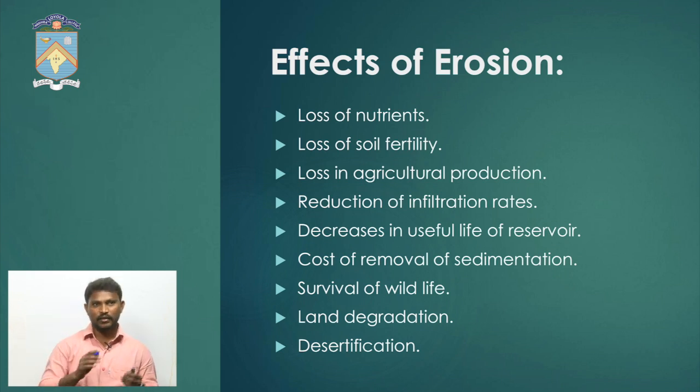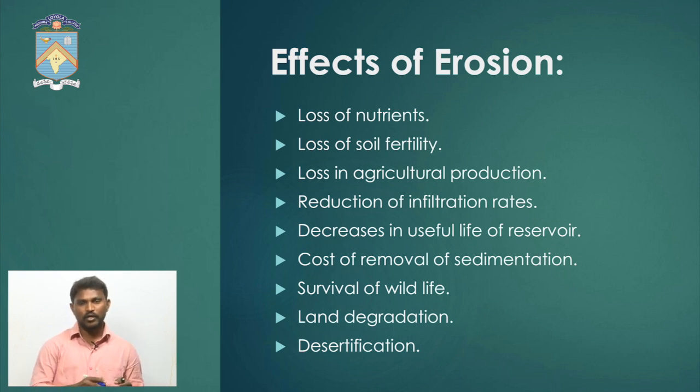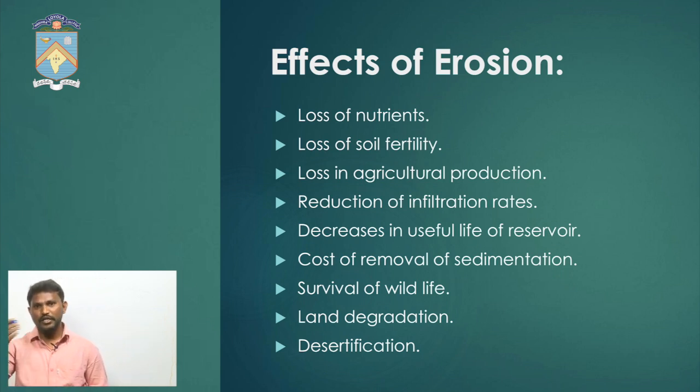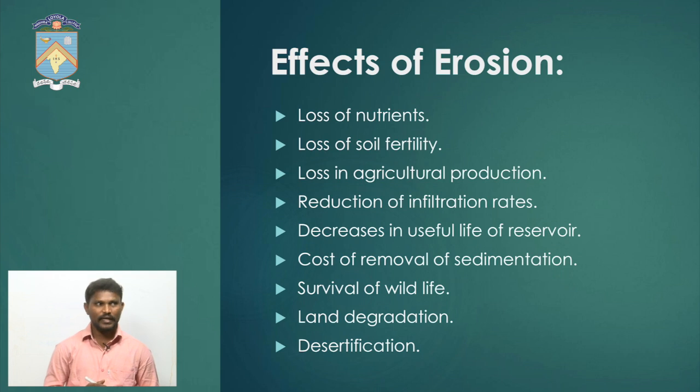And next, the eroded particles which are transported along with the water will reach the rivers or lakes in the end. There the sedimentation of eroded soil particles will take place. It also reduces 1 to 2% of the storage capacity of that particular lake or stream or reservoir. Survival of wildlife is also in danger because of this erosion. Land degradation takes place, and finally if the erosion is more, it leads to desertification. These are the effects or problems of erosion.